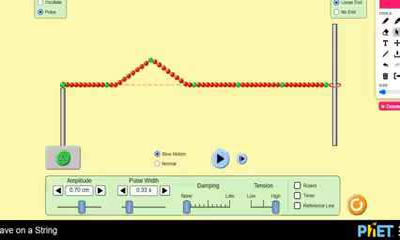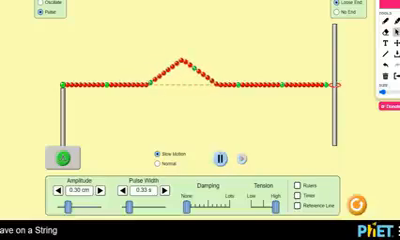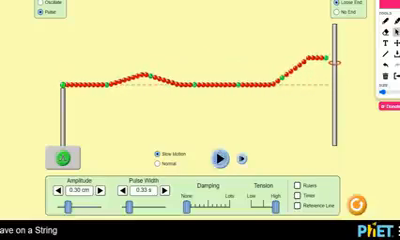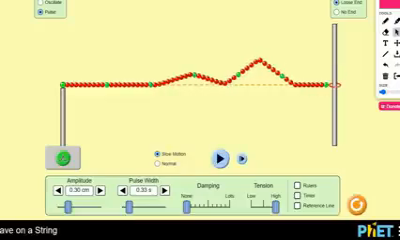I'm going to press pause. I'm going to change the size of the amplitude because I want to make another one now. Let's make the next one 0.3. Okay, let's just let this run a little bit longer. And now we're going to start another one. We're going to now have a look and see what happens when these two pulses go into each other.